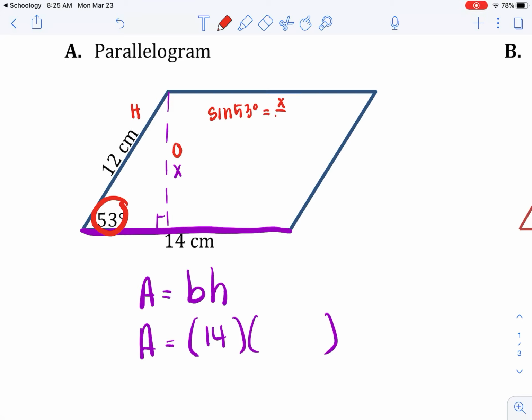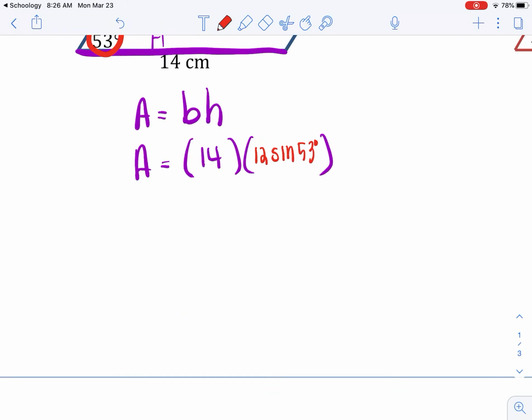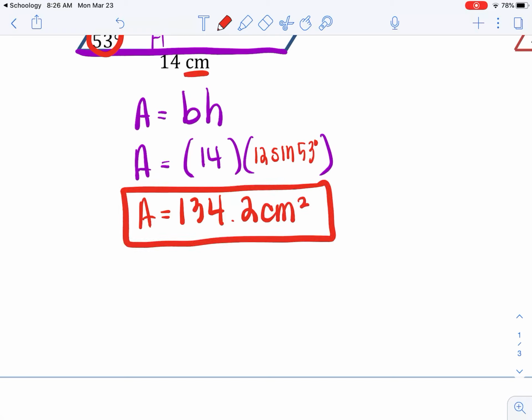Sine of 53 degrees is equal to opposite x over hypotenuse 12. Solving for a missing side, so cross multiply. We get x equals 12 times the sine of 53 degrees. So my height, 12 times the sine of 53 degrees. Go ahead and pause the video and type that in your calculator. All right, you should have gotten, let me see what I wrote down here, 134.2, and then my unit, centimeters squared.